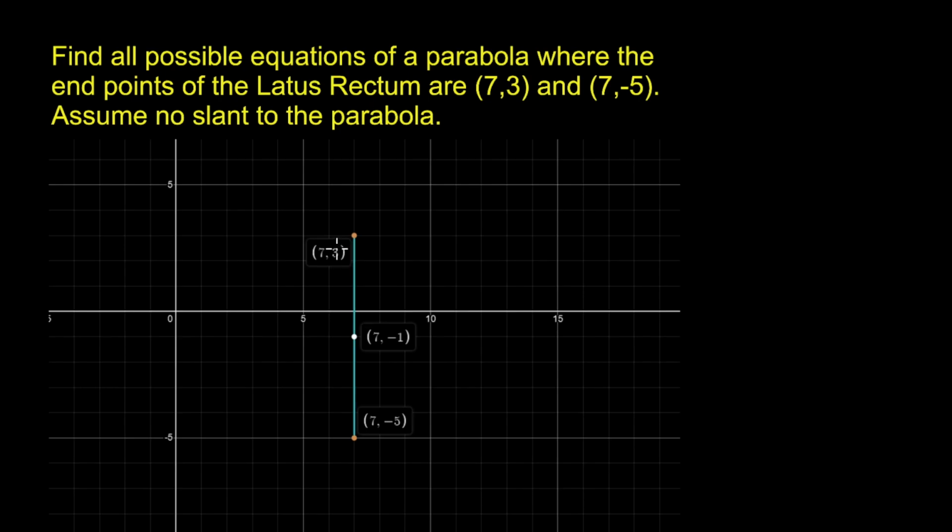So if this is 3 and this is -5, 3 plus -5 is -2, divided by 2 is -1. So this will be our focus right here. This will be the focus.